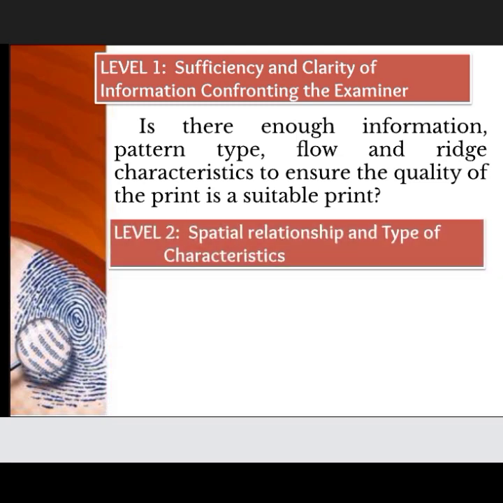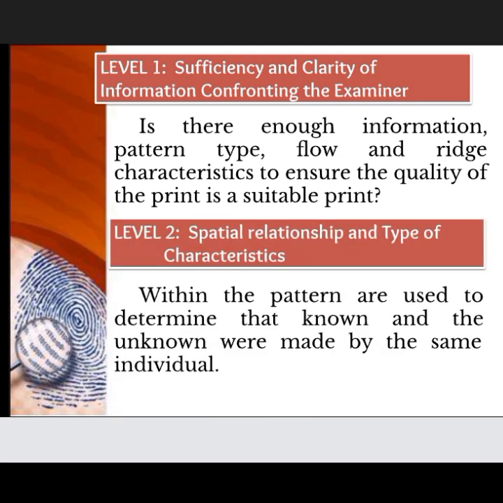Level 2. The spatial relationship and the type of characteristics within the pattern are used to determine that known and unknown were made by the same individual.